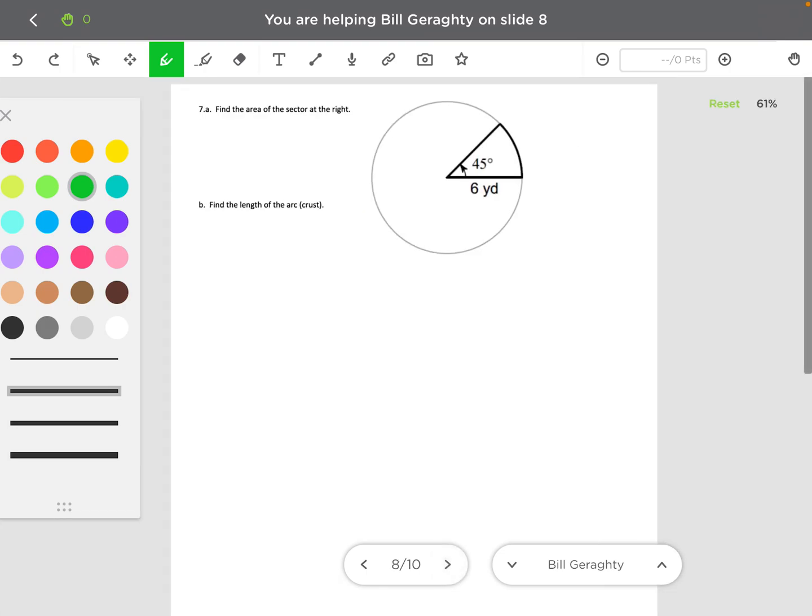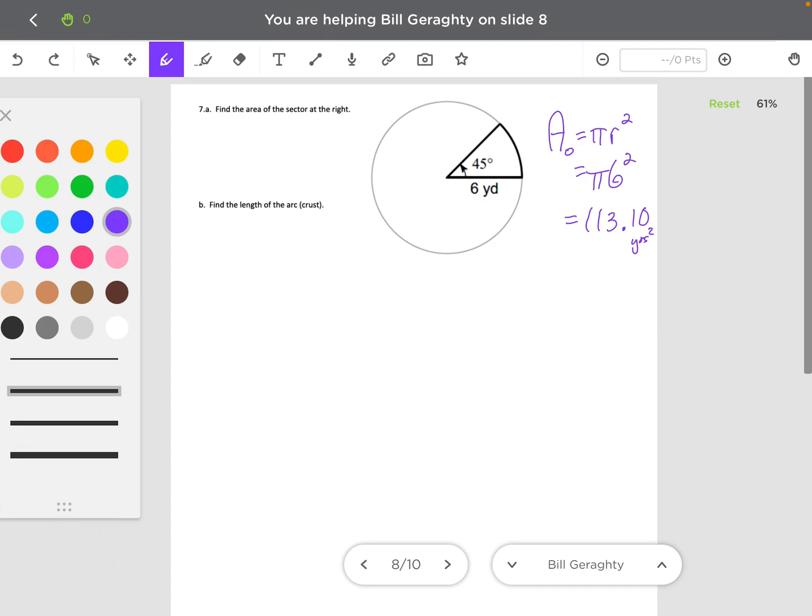Okay. So find the area of the sector. Again, I would pause. I would say area of a circle is going to be pi radius squared. So the area of this entire circle is going to be pi 6 squared. And let's go ahead and type that in. Pi times 6 squared equals 113.10. I'll say yards squared. Okay, that's the entire circle. That's not the right answer yet.